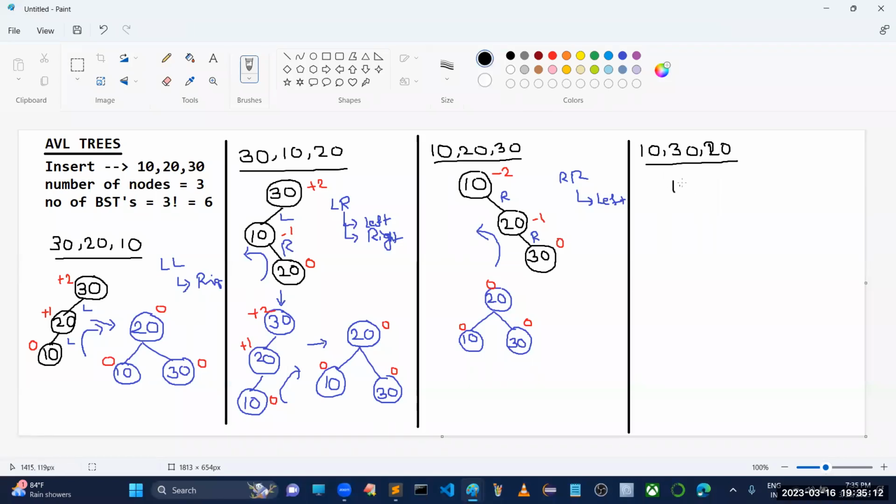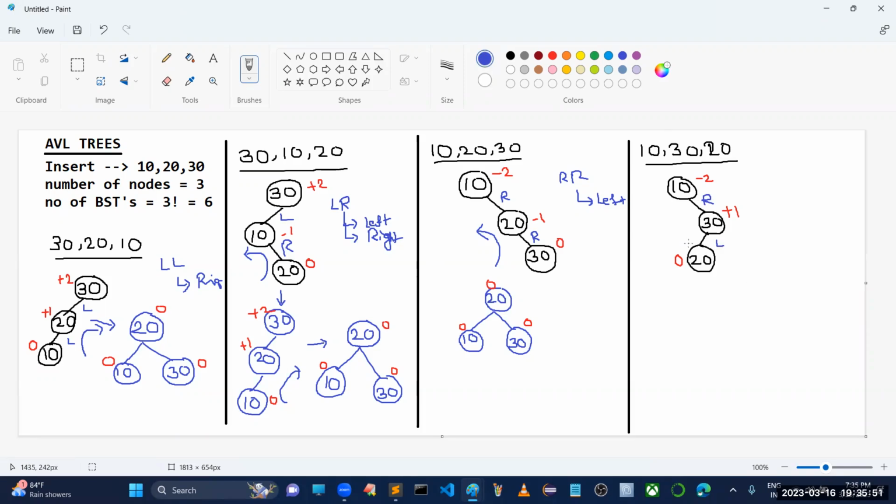So how will it be? First I am going to insert 10. For this, the right subtree is nothing but we have to take 30, and for this the left subtree is nothing but 20. Like this we have. So what about the balance factor? Its balance factor is 0. 1 minus 0 will become plus 1. And here 0 minus 2 will become minus 2. So in this case, it is a right subtree, and this is nothing but left.